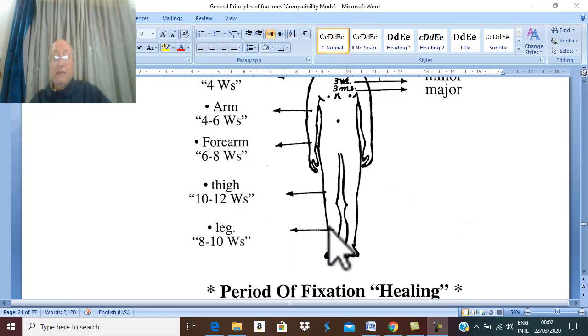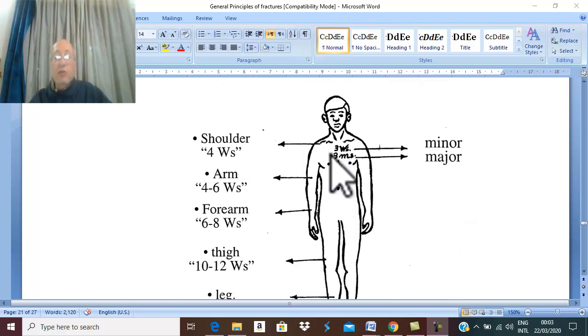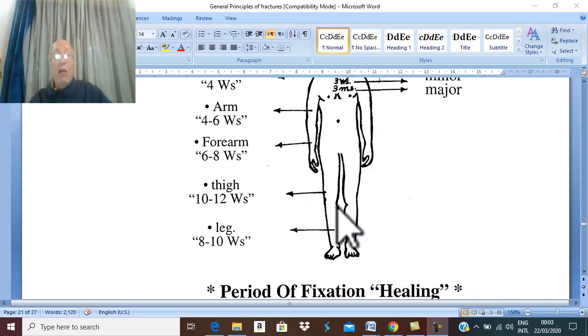Fractures in the leg: fracture in the leg is 10 to 12 weeks, and fracture femur is 12 weeks, which is 3 months. Therefore, 3 months or 3 weeks in the trunk or major fractures in the body, then 4 weeks, 4 to 6 weeks, 6 to 8 weeks, 10 weeks, and 12 weeks for the femur, which is mentioned before, 3 months.